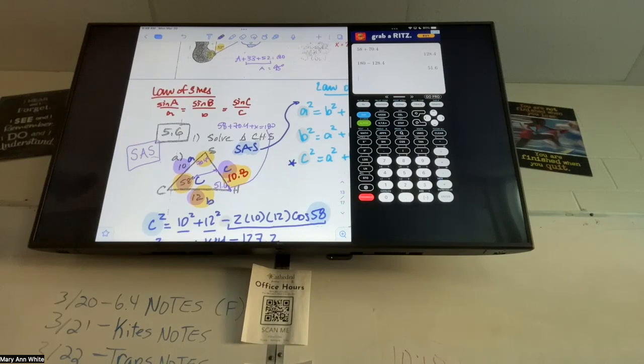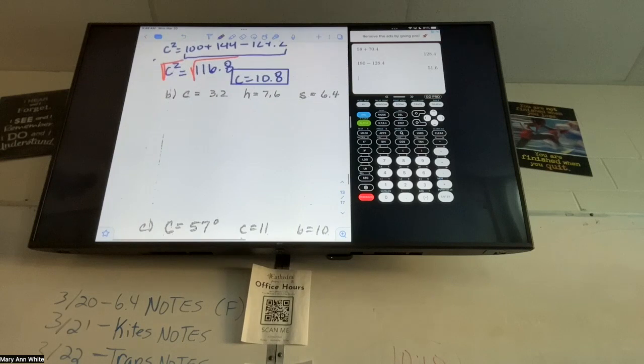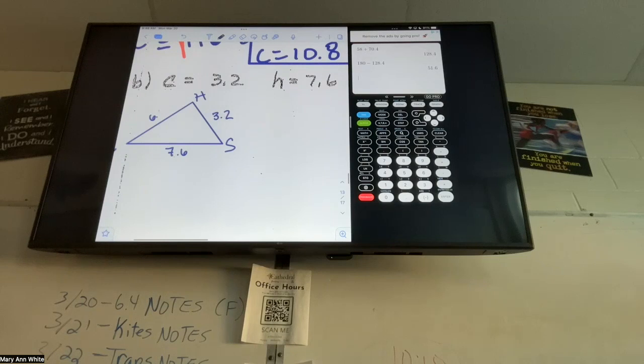All right, we ready for the next one? Let's do some more law of cosine problems, okay? So this problem gives us all three sides. So let's draw a little triangle and we're going to label all three sides c, h, and s. Little c is going to be 3.2, little h is going to be 7.6, and little s is 6.4.